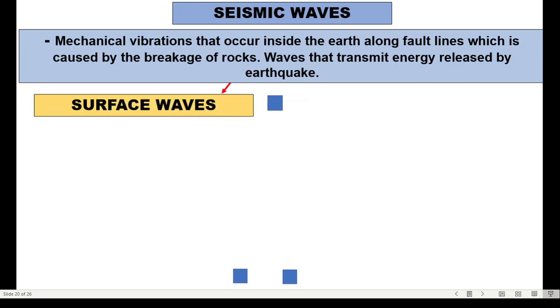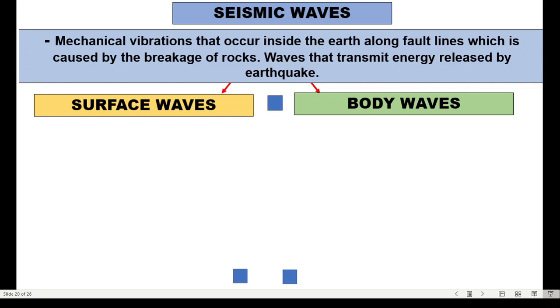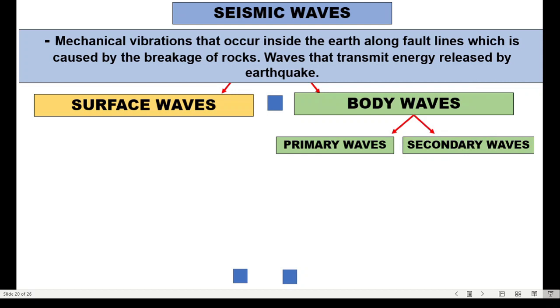So, we have two kinds of waves, the surface waves and the body waves. So, surface means sa ibabaw lang siya, and then body waves hanggang ilalim. So, we have two kinds, the primary waves or the P waves, and then the secondary waves or S waves. So, P waves or the primary waves, these are more powerful and fastest kind of wave than the secondary. Siya yung una, kaya nga primary at pinakamabilis.